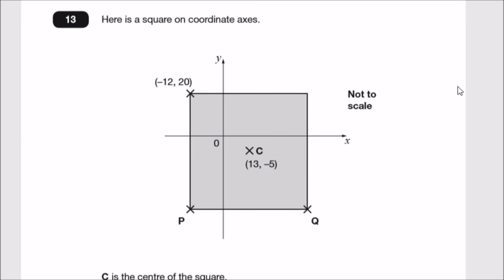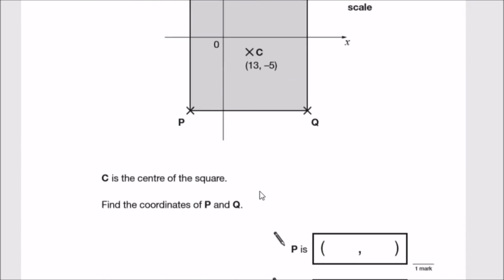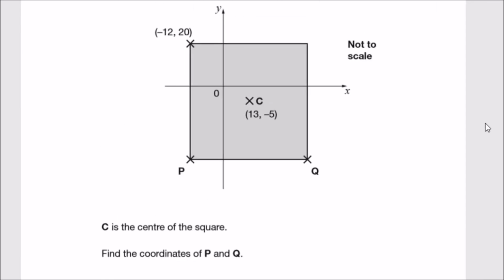Now finally, question 13. Oh my god, I'm getting tired. So here is a square on a coordinate axis. C is the center of the circle. Find the coordinates of P and Q. Okay, pretty basic. Now one thing to know is that C is actually the midpoint, technically.